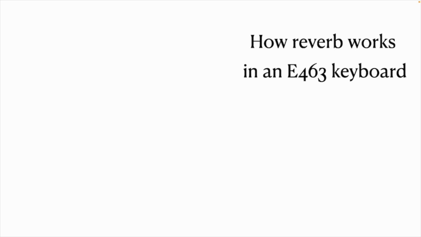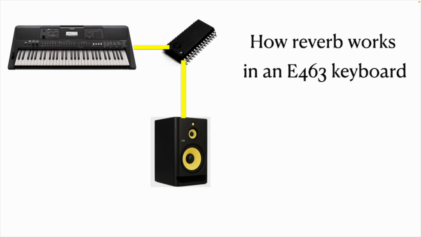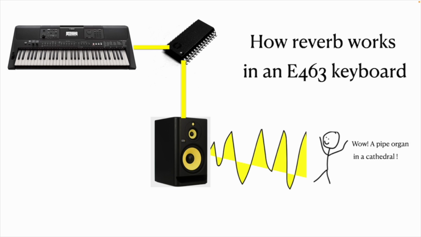So this is basically how it works. I have my keyboard, and let's say I set it up to sound like a pipe organ. So when I press the key, that sound is sent into the reverb chip inside my keyboard. And then the signal is sent into the speakers, either a loudspeaker I have attached or the speakers built right into my keyboard. And voila, wow, a pipe organ in a cathedral is what we hear, thanks to the magic of the reverb chip on the logic board inside our keyboard.